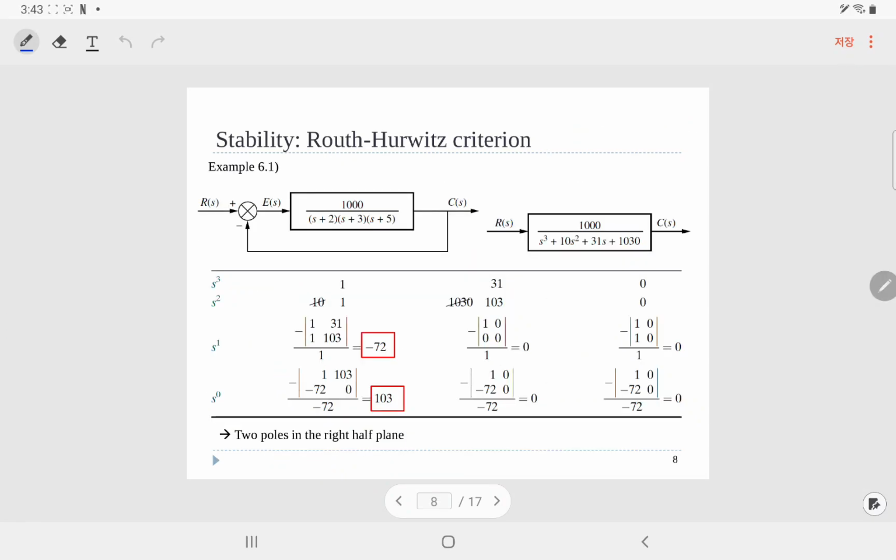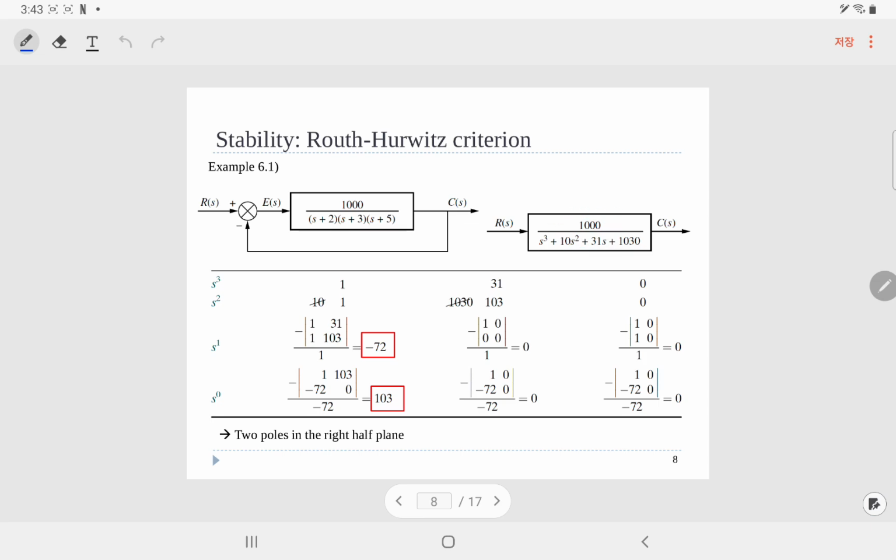Okay, then next, let's check one example given in the textbook. Here it is assumed that the target system has dynamics described by this transfer function. So this denotes the dynamics of the target system, and here we use the closed loop system, specifically the negative unit feedback. From this control structure we have to derive the closed loop transfer function, and this is the resulting closed loop transfer function.